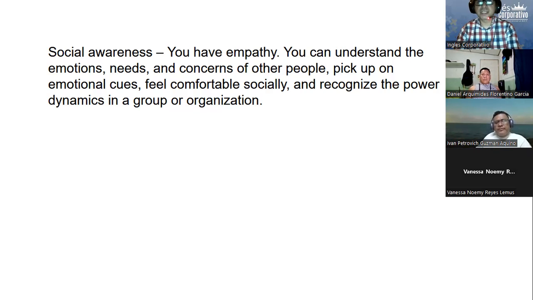Feel comfortable socially and recognize the power dynamic in a group or organization. So that is social awareness. Now I understand myself and I can control myself. Then I can jump into social awareness, where I can feel empathy, where I can try to understand other people and try to help in a very good way. So that is social awareness, and it's also very good. Any questions on this one? Any word, pronunciation, or vocabulary that you don't get?